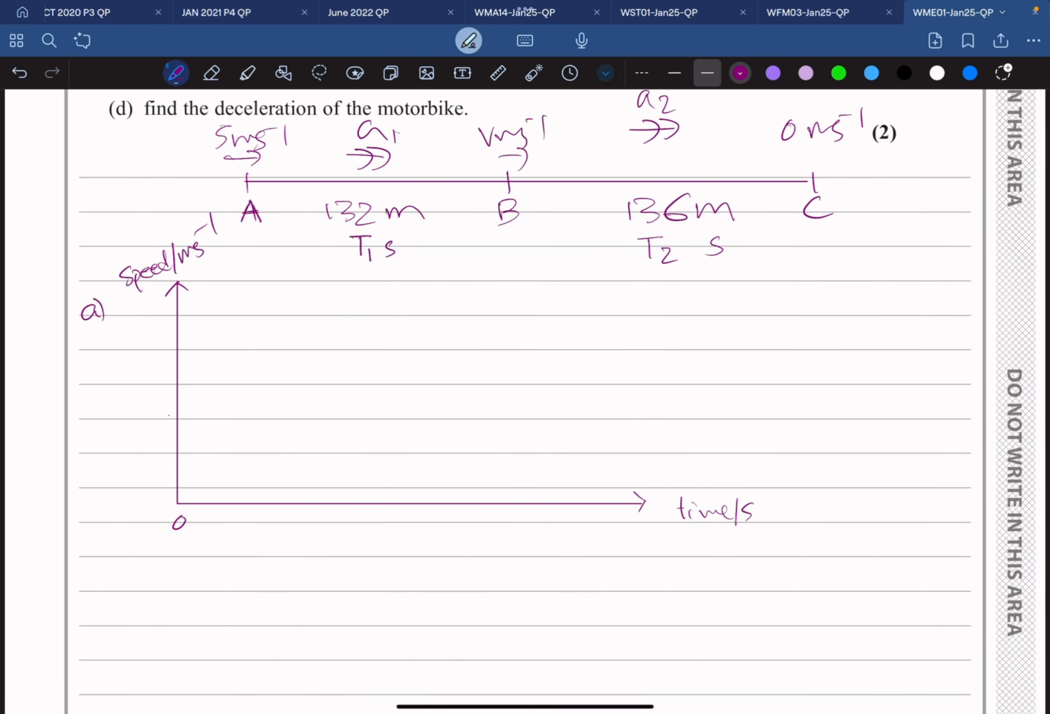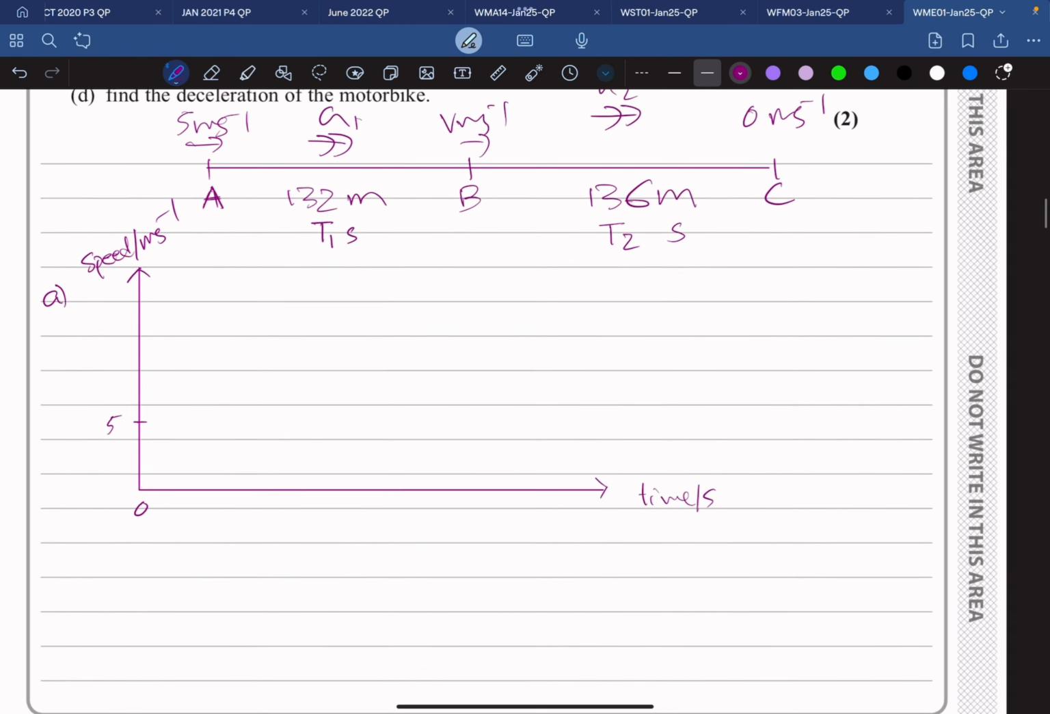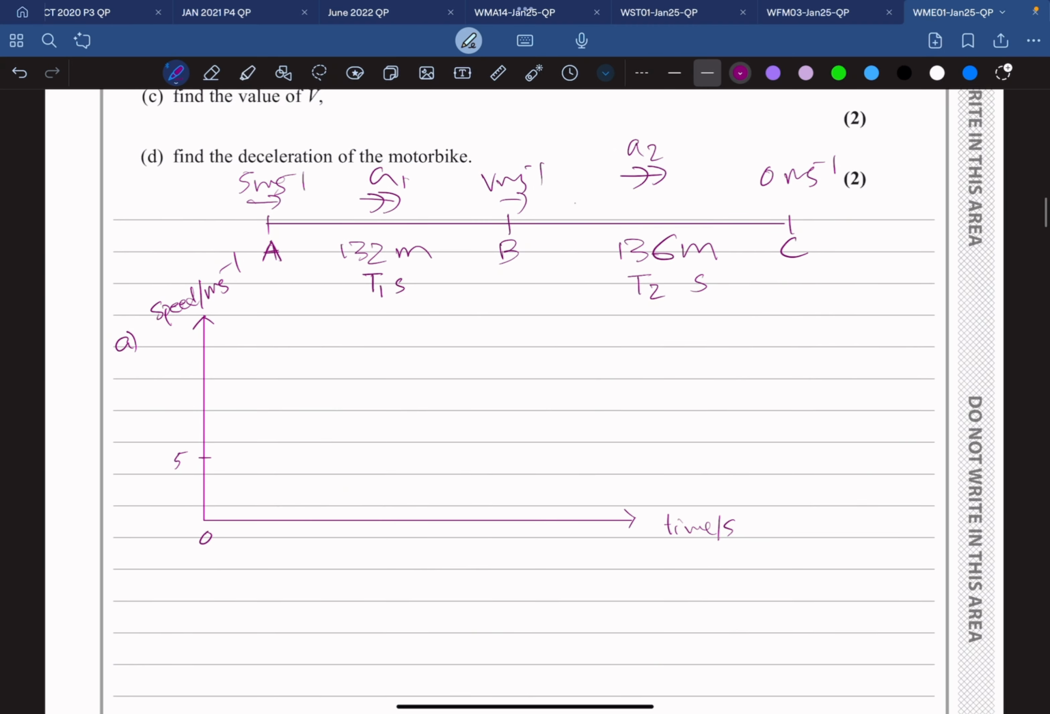Okay, so we start at 5. Let's say 5 is like there, I guess. Doesn't really matter. They just asked us to sketch. It doesn't have to be that accurate. Next up, we don't even have to look at the question now. We have this little diagram that we drew.